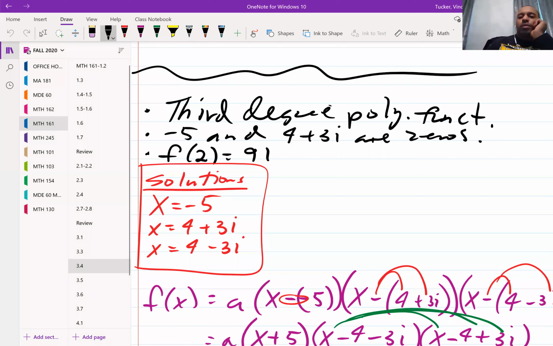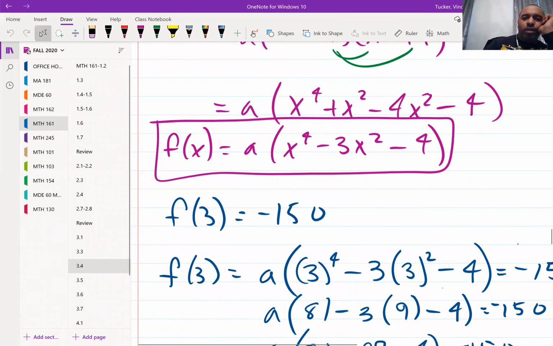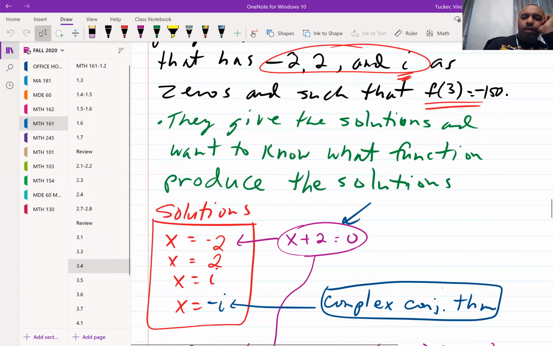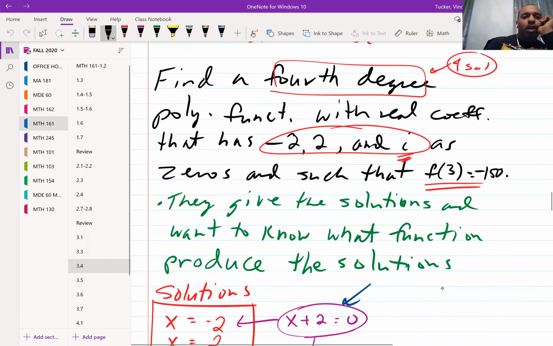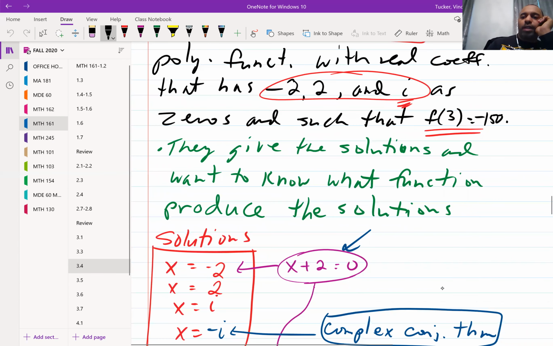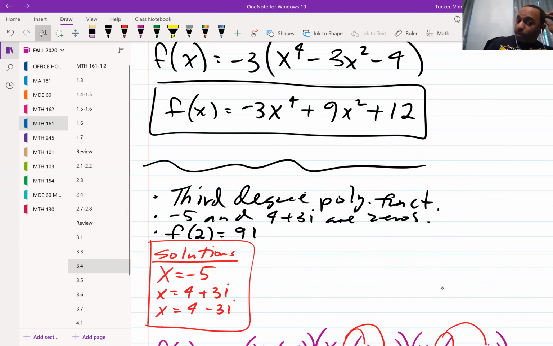All right, so one more example out of 3, 4. Remember, we ended last class with writing a fourth degree polynomial function with real coefficients that has these solutions. And when you plug in 3, you got that number. So same directions. This time we're looking for a third degree polynomial.